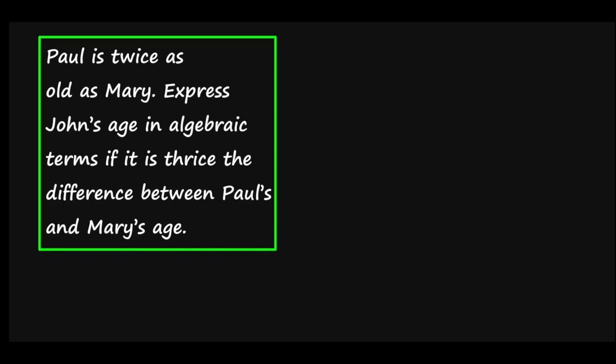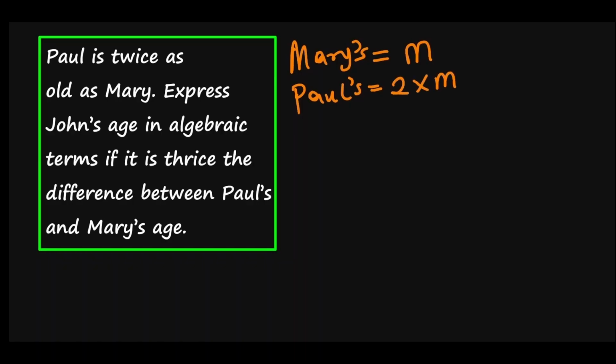the best thing to do is to read it in steps. Any part you understand, write it down first. Any part you understand, write it down until it can make sense to you. Paul is twice as old as Mary. So if Mary's age is, say, M, then Paul's age will be what? Twice as old as Mary. So Paul will be 2 times M.